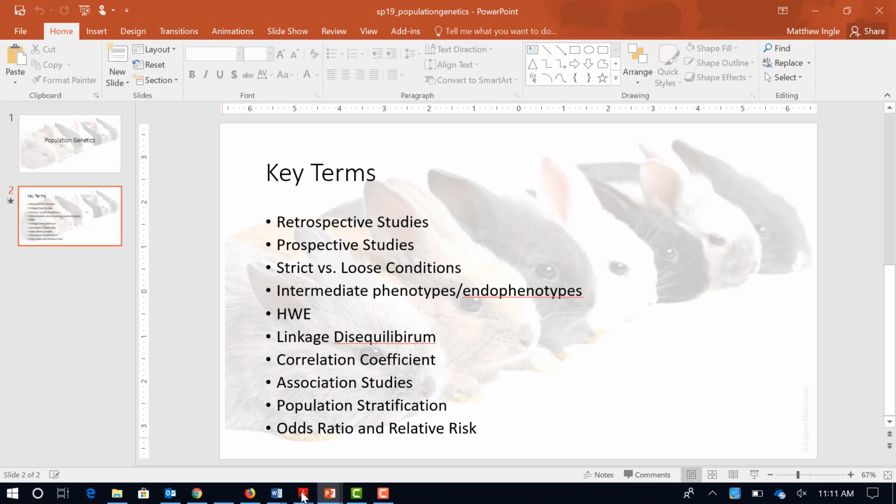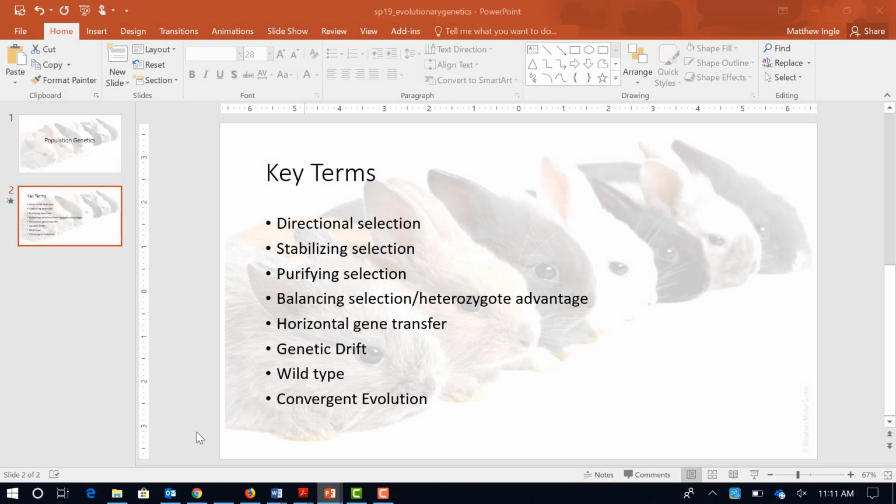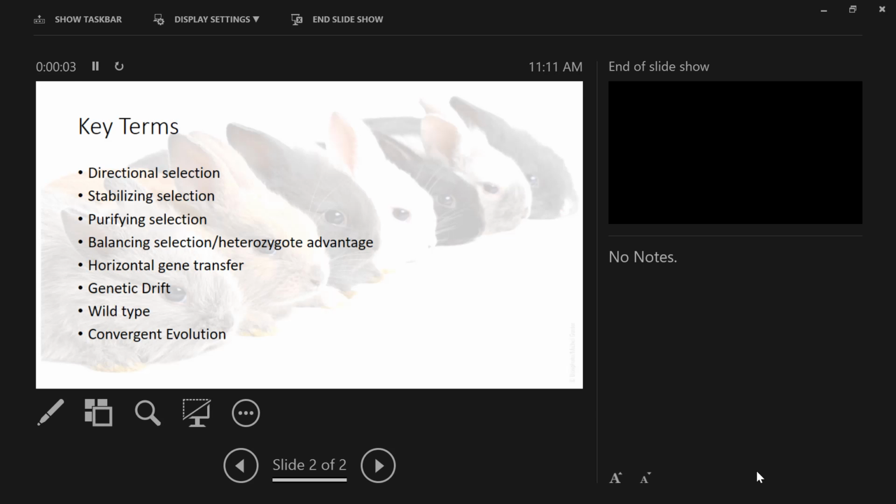We'll go to the slides that I put together for today. And so you have seen these key terms, and we'll go through these in a little bit more detail. But before we do that, are there any questions on any of these key terms?